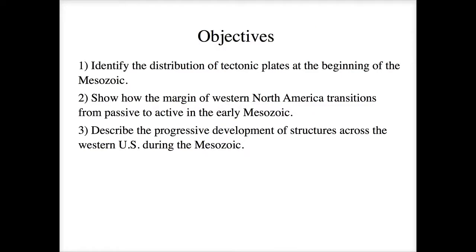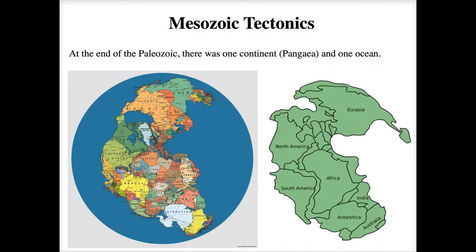Well, this week, the objectives are to identify the distribution of tectonic plates at the beginning of the Mesozoic. We're going to show how the margin of Western North America transitions from a passive to an active margin in the early Mesozoic. And then we're going to look at the progressive development of structures across the western U.S. during the Mesozoic. Pretty straightforward this week.